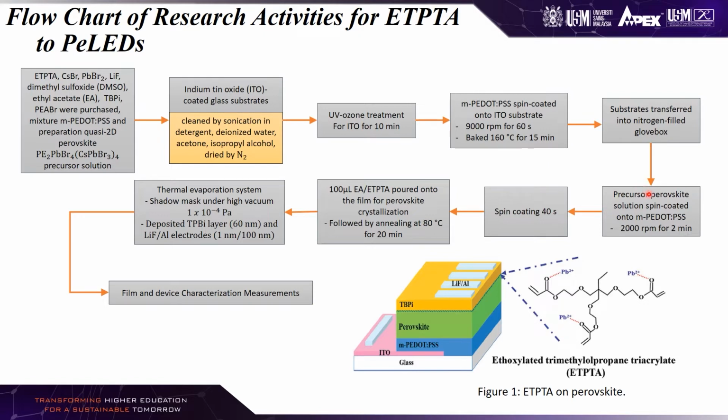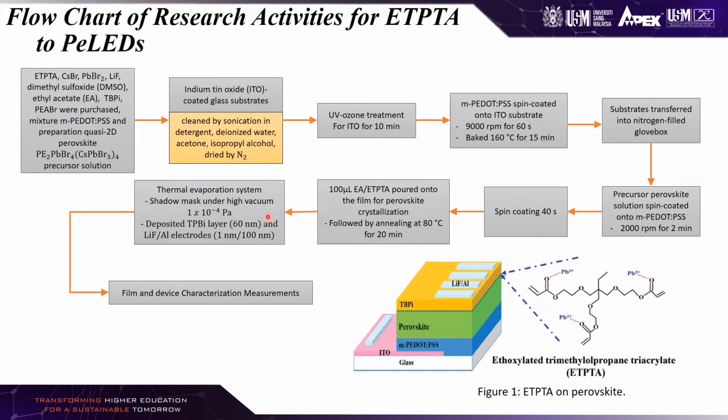The precursor perovskite solution is spin coated onto MPEDOT:PSS at 2000 RPM for 2 minutes. After that, spin coating continues for 40 seconds. Then 100 microliter of EA or ETPTA is poured onto the film for perovskite crystallization, followed by annealing at a temperature of 80 degrees for 20 minutes.